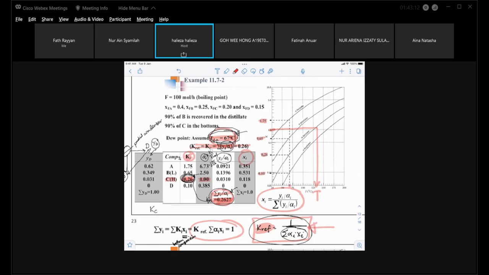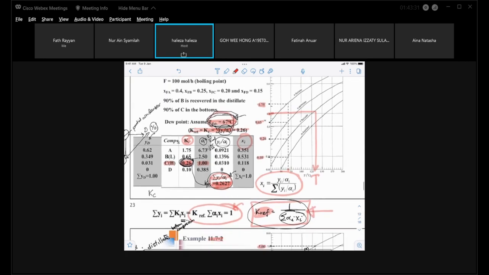Did I make a mistake again? So this is based on this equation, isn't it? Okay. So if based on that reference, then I will get another temperature. Is this the boiling point or the dew point? I got confused. This is the dew point.